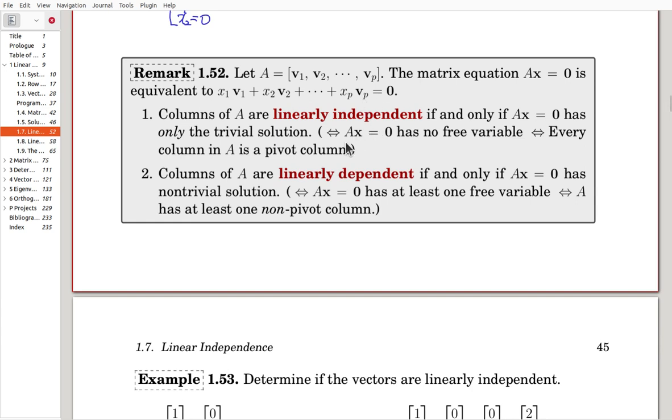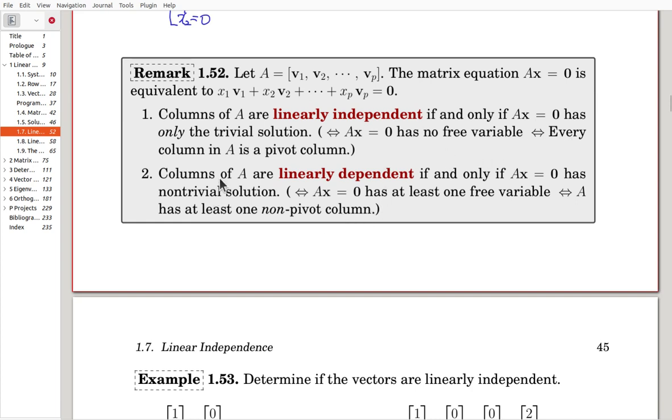Now, Ax equals 0 has no free variable to get only the trivial solution. This system should not have a free variable. And if every column of A is a pivot column, then free variables cannot happen, right? So this statement, that one, and this final one are all equivalent.